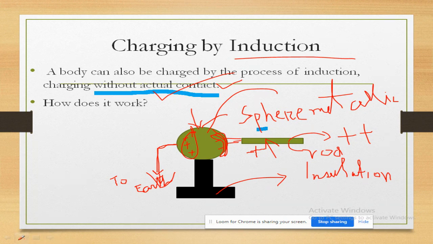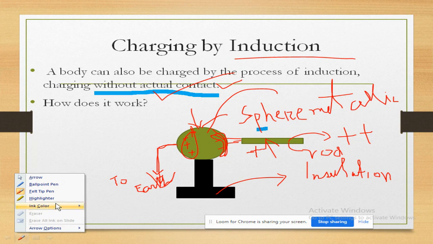Now let me show this. Since this side will be neutralized, what will happen? The sphere will be left with only negative charges. Once you remove this rod away from the sphere, okay, then what will happen? And remove this grounding also.